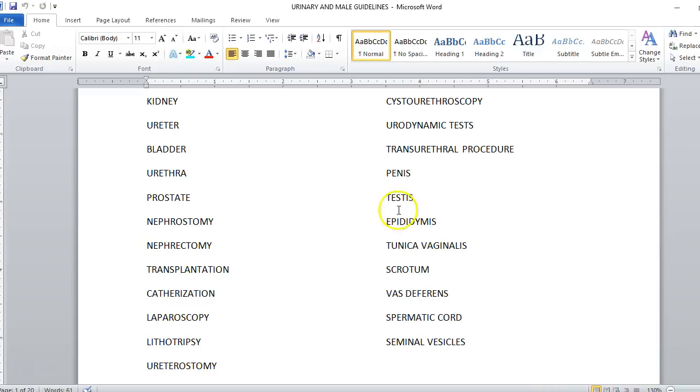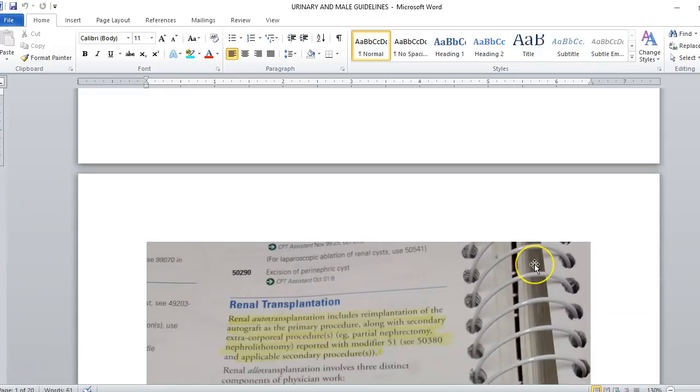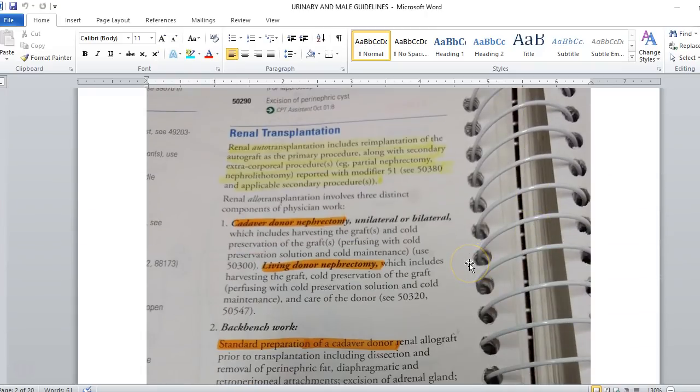The first part of the urinary system does not have any guidelines to it. The first set of guidelines show up on page 340 for the renal transplantation. And as we've been talking about in our other chats, transplantation always has three portions. They always have the removal, the backbench work to prepare the organ, and then the transplantation.